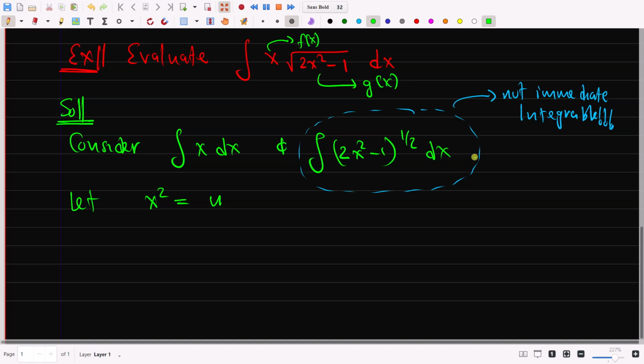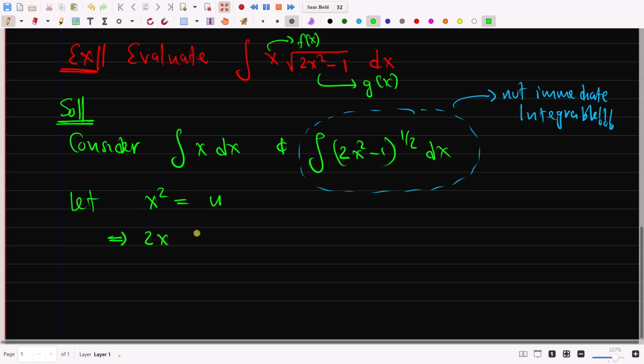But when x squared is replaced by u, the whole integral now must be written in terms of u. And to find how to change the whole integral in terms of u, you can find the derivative of x with respect to u. You see, so what is the derivative of x with respect to u?